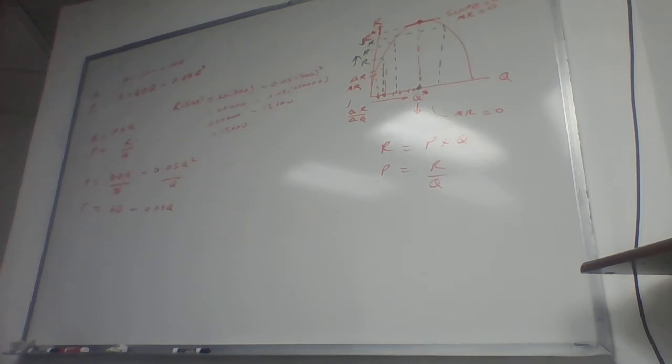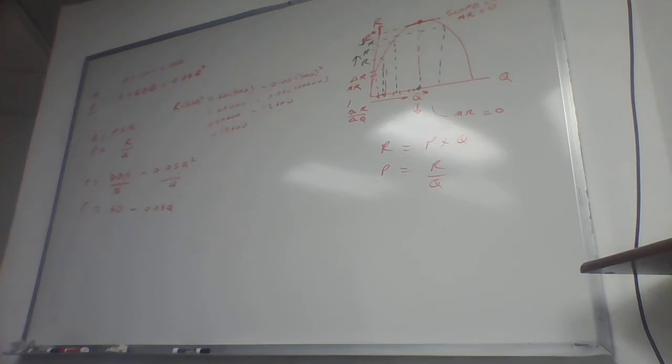So to find the level of output that will maximize our revenue, we know it's 500, and we just stick that 500 into our revenue equation, and our revenue is 12,500. That's a dollar value, right? Yes, that's in dollars. This is F, letter F. 12,500.